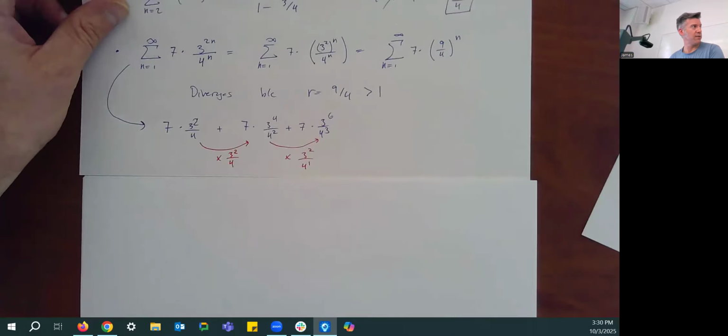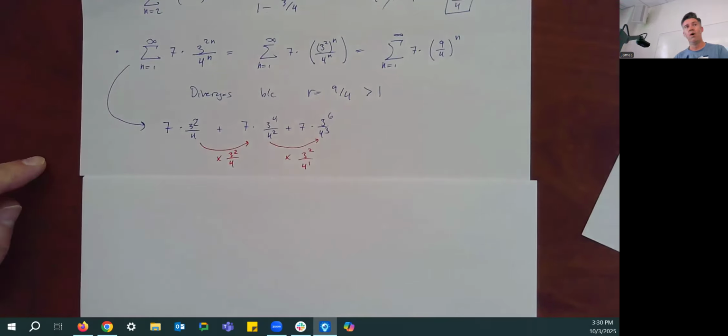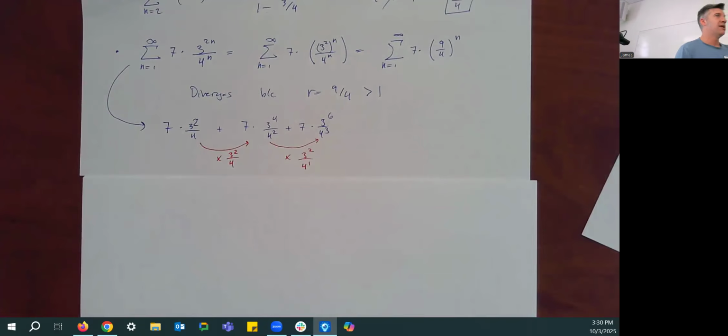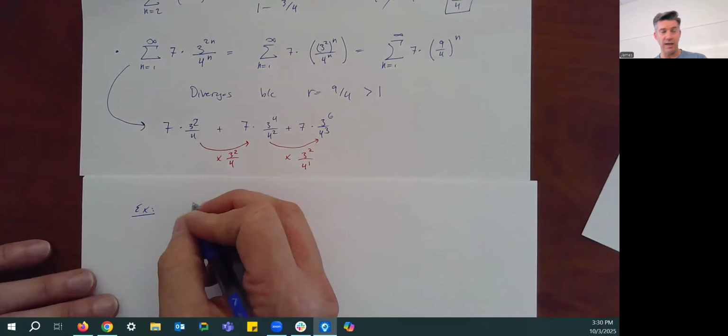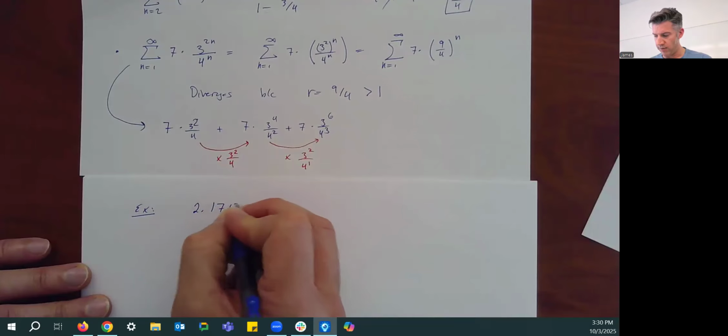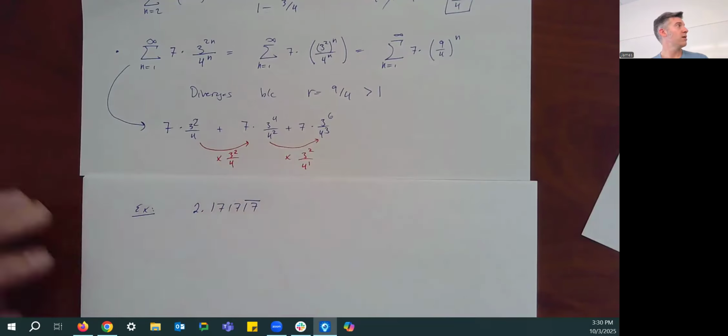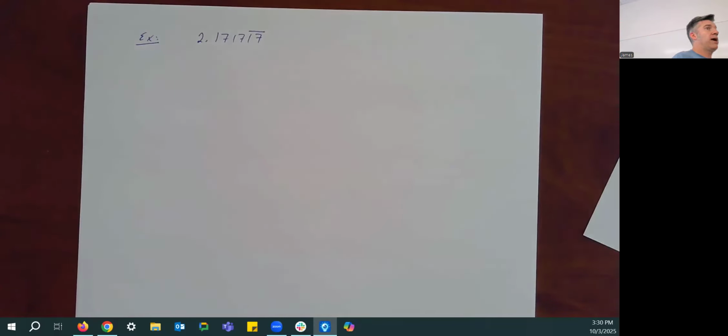Before we get there, one thing people like to do with this sometimes is ask you to rewrite a repeating decimal as a fraction. For example, this repeating decimal, 2.171717 forever and ever, should be able to be written as a fraction because every rational number, every fractional number, has a decimal that's either terminating or is repeating some string of numbers. So this can be written as a fraction.